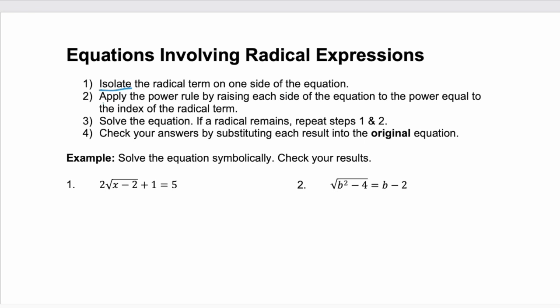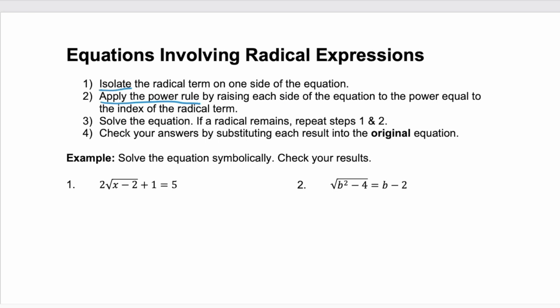Step 2, apply the power rule. You're going to raise each side of the equation to the power equal to the index of the radical term. So if you have a square root, you're going to square both sides of the equation.